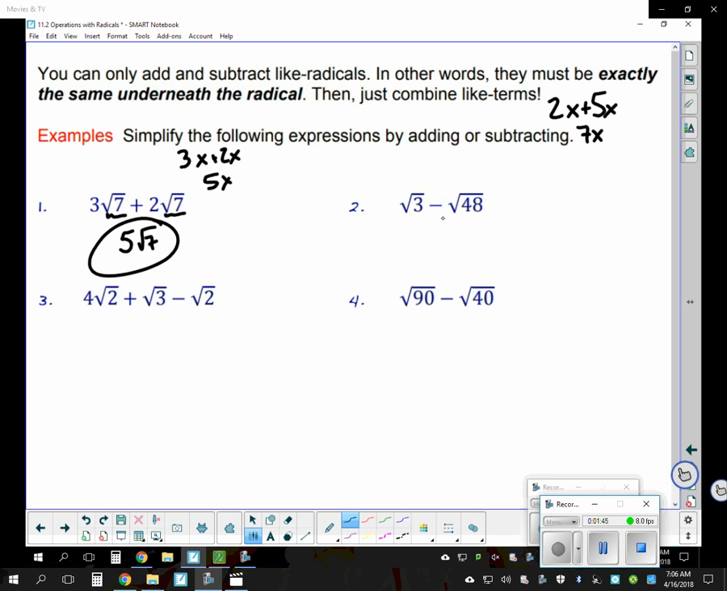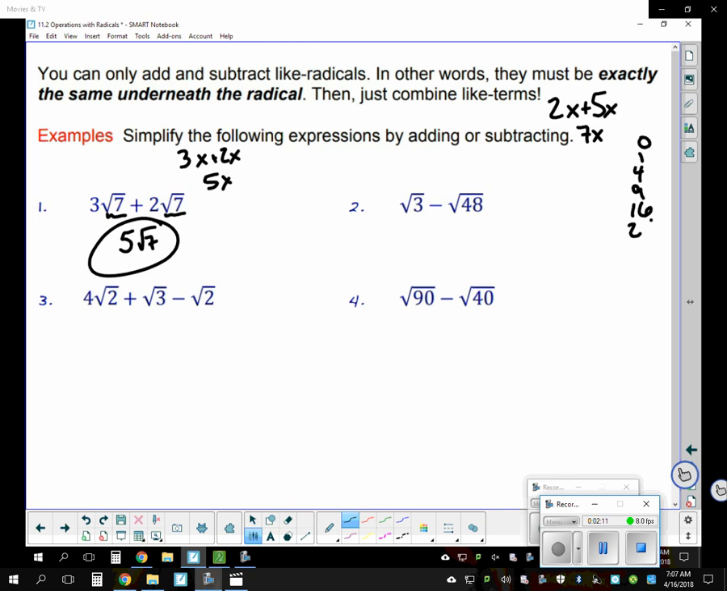All right, number 2. Are these like radicals? No. But this is going to bring in some stuff we learned in 11.1. We have to be able to simplify the radical first. Square root of 3, you would want to know, does it have any perfect squares? Can you divide by any perfect squares? And 48, can you divide by any perfect squares? Well, that means we need to list out our list of perfect squares.